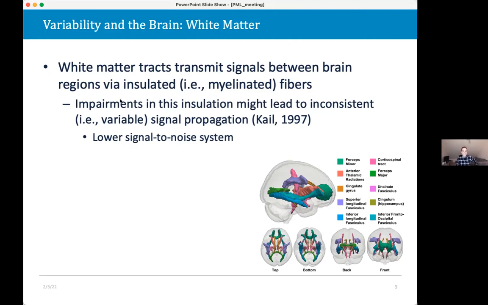But broadly, this is a lower signal-to-noise system, right? We're getting less of the signal we care about being propagated here, some sort of motor evoked response, and we're getting more noise.